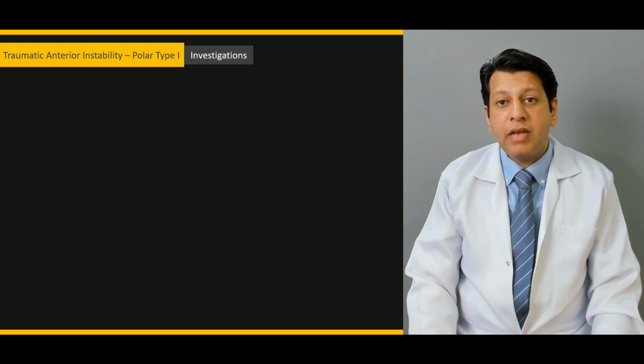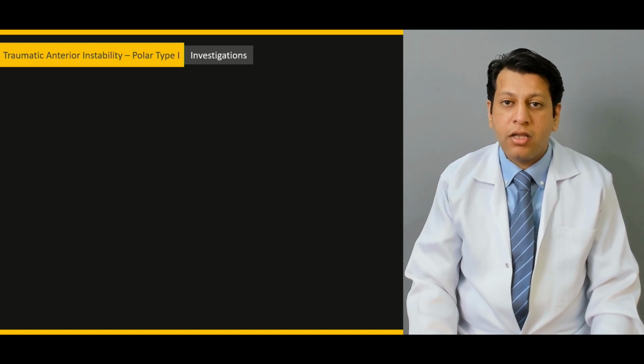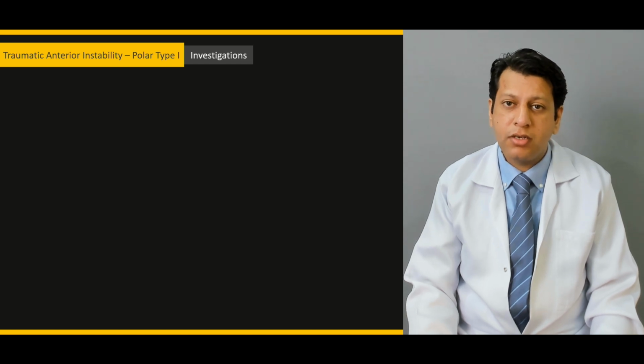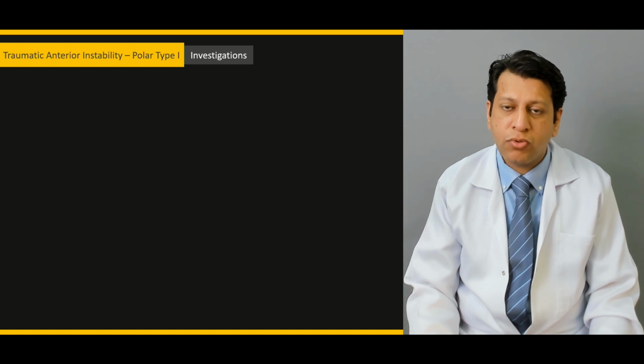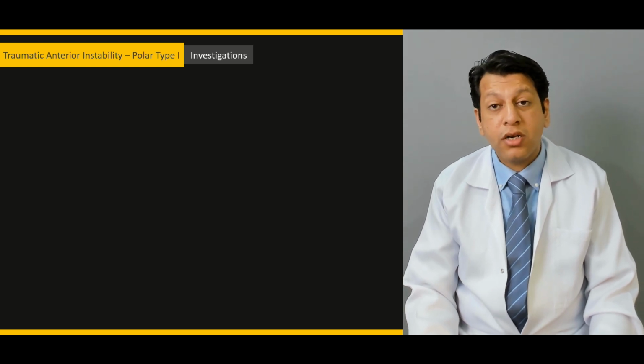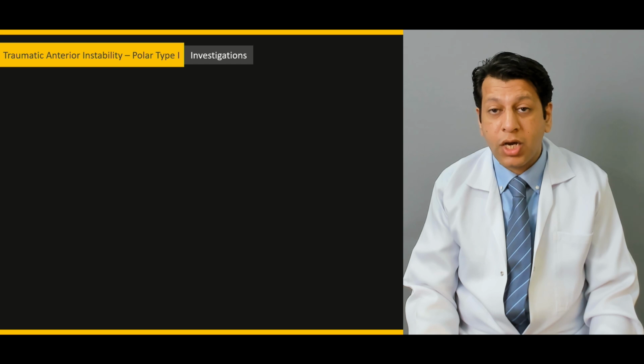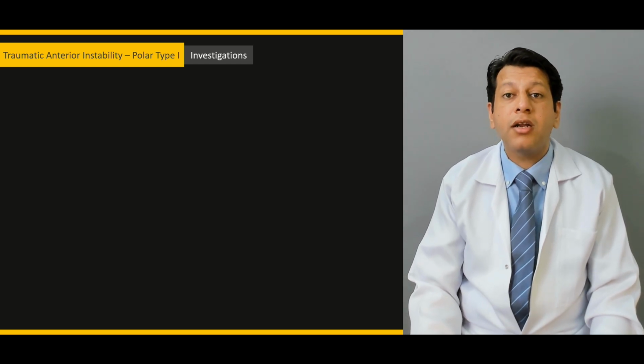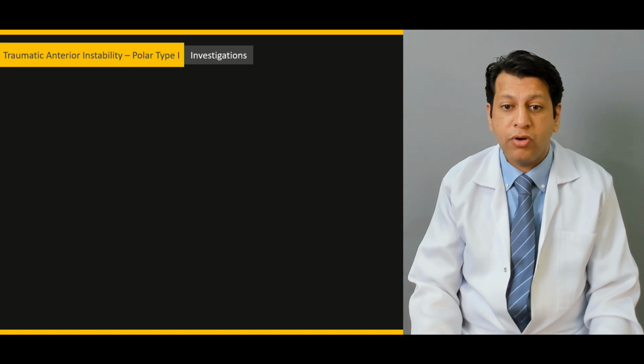Now, once we diagnose the anterior instability, we need to diagnose where exactly the problem is. Is it an isolated Bankart lesion? Is it associated with an anterior capsule rupture? Is it associated with a rotator cuff tear as well or not? Or is there a bony Bankart as well, maybe a malunited or an articular surface fracture of the glenoid as well?